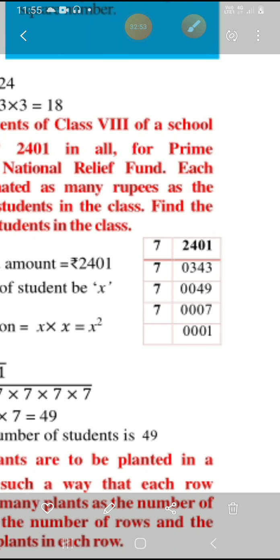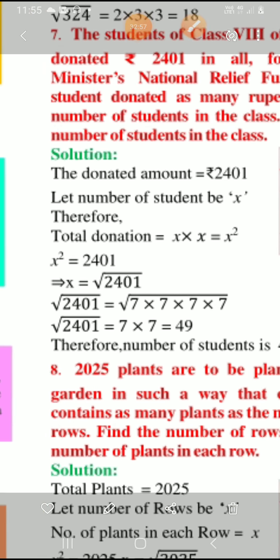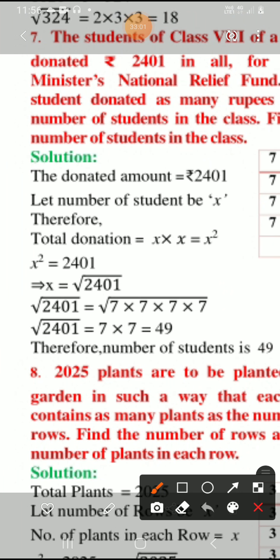So 4 numbers have come. 1, 2, 3, 4 means 2 pairs. Look at here. So the donated amount, look at here. First we'll write in the question. The donated amount is 2401.